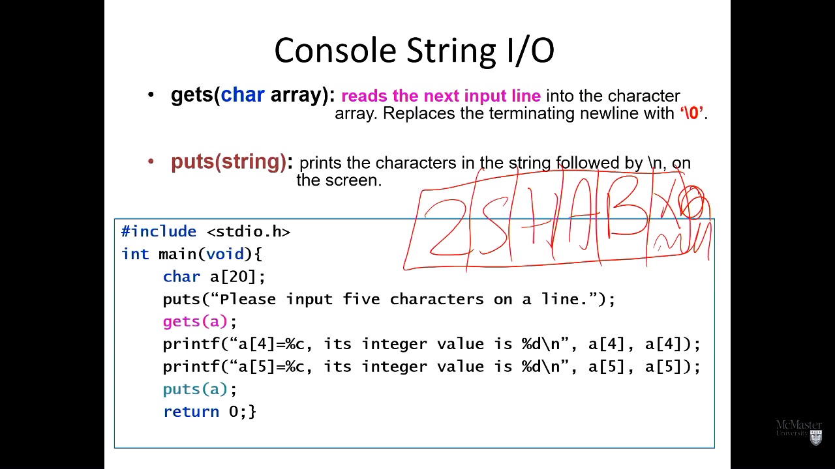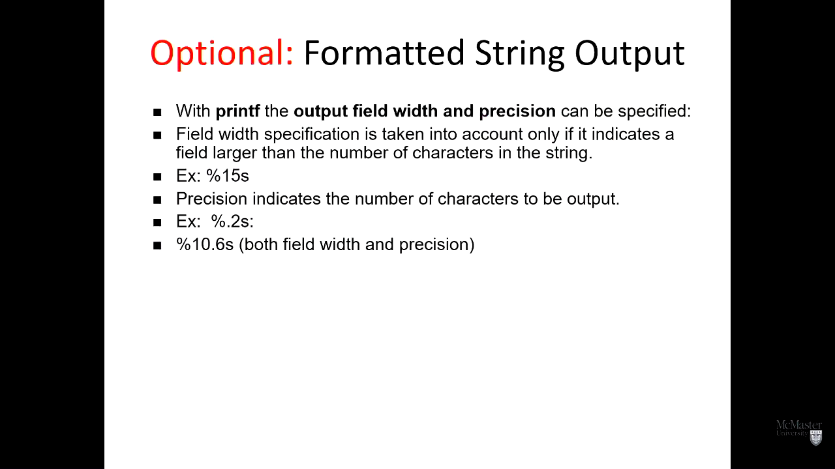Okay. And then the second line is print the 5th element. But what is the 5th element here? It's the null operator. The null operator is interpreted on the screen as just white space, because it's nothing. And then its integer value is 0, because we just discussed that the ASCII of a null is 0. And then at the end, puts A is going to print the full A, which is 2SHAB. Right? This is what you get on the screen. Is that clear? Good. Okay, so stop here.